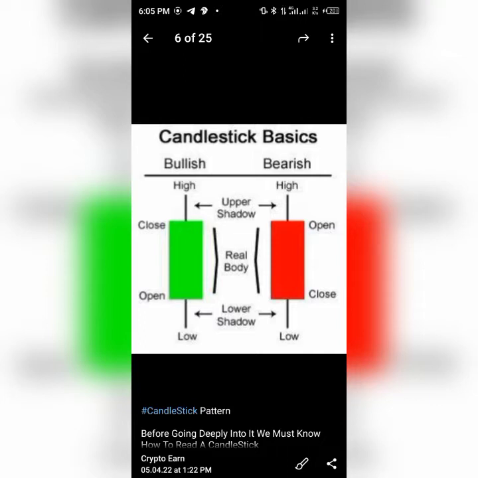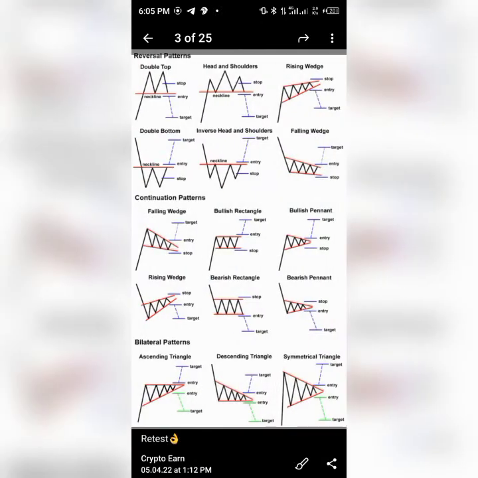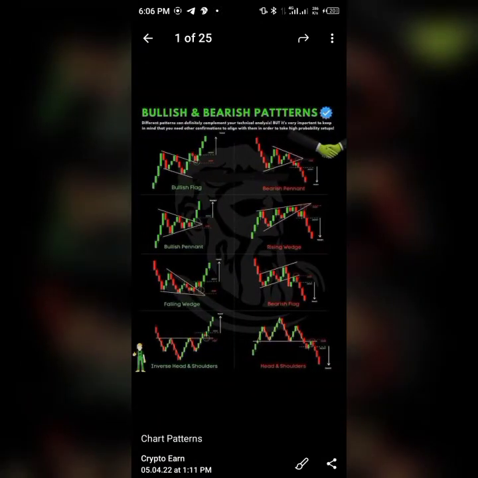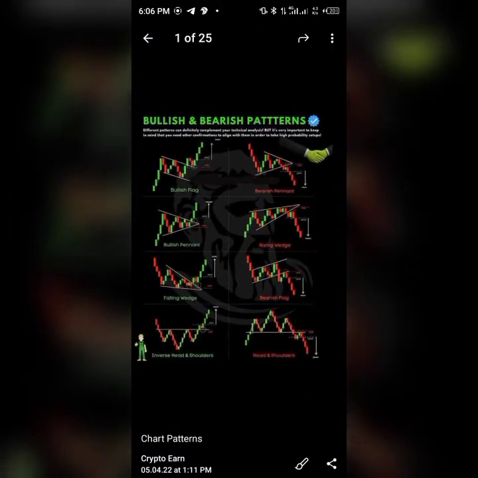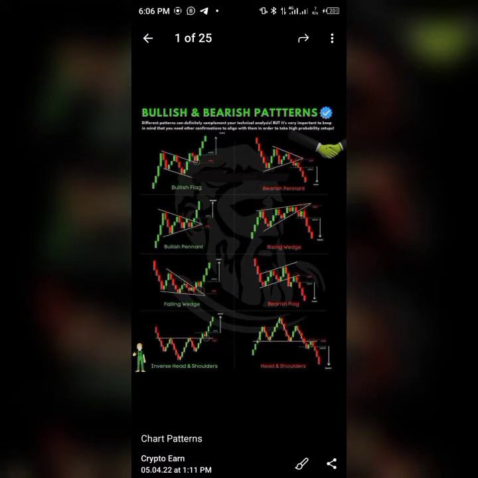Now that's what candle basics is all about. There's not much difficult stuff about it. We are going to be practical on it later in this video on how you can apply them to read your tech analysis and make proper analysis on Binance. Now let's come to these patterns. Some of these patterns you see here are patterns you can actually use as a trader.